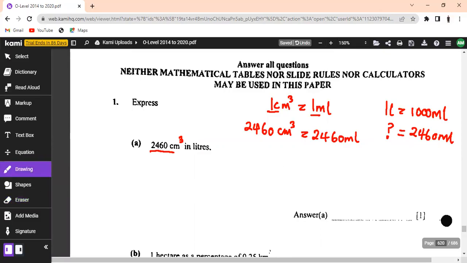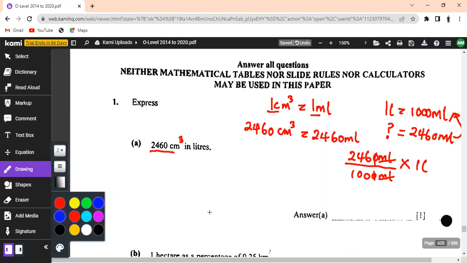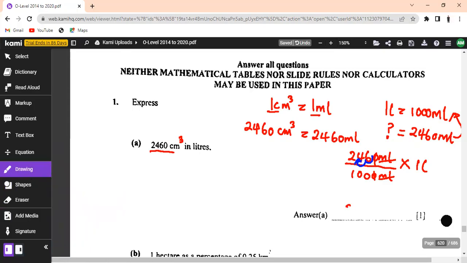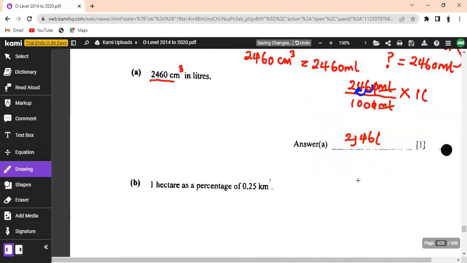So we are going to have 2460 mils over 1000 mils, then multiply by 1 liter. The mil and the milliliter divide, and the zeros divide, and you're left with 2 zeros. That means we are just going to move 2 decimal places to the left. This is your dividing, guys, in paper 1. So you just move 2 decimal places, 1, 2, so your comma is going to be somewhere there. Our final answer is 2,46 liters. Take note, this is a comma here. So that is the case that we had.